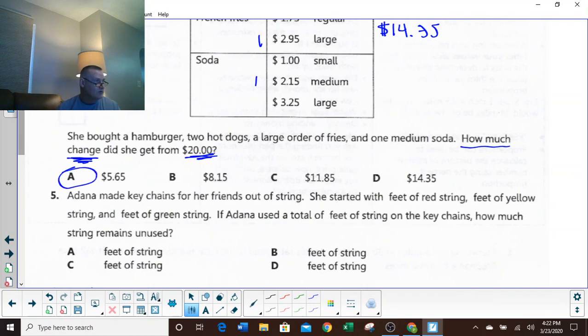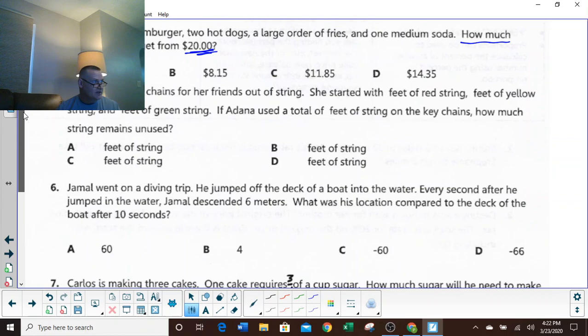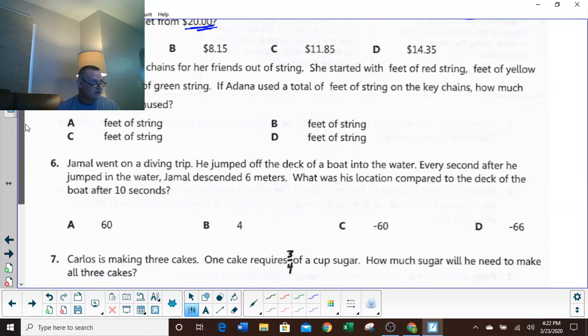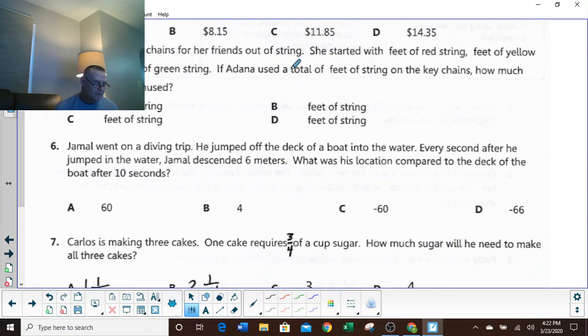Let's see what this one is. Oh, another one where the fractions were missing, but I threw some in. This is not bad. Hang with me on this one. Donna made keychains for her friends out of string she started with. I put 3/4 feet of red string. Noah's over here on his phone. Blank feet of yellow. I put 2.5 here.